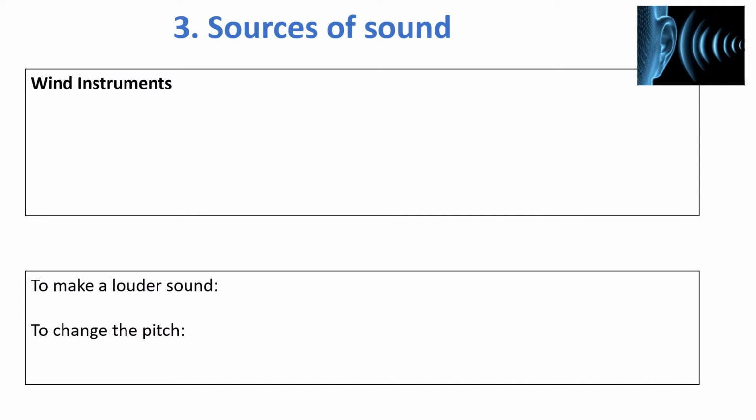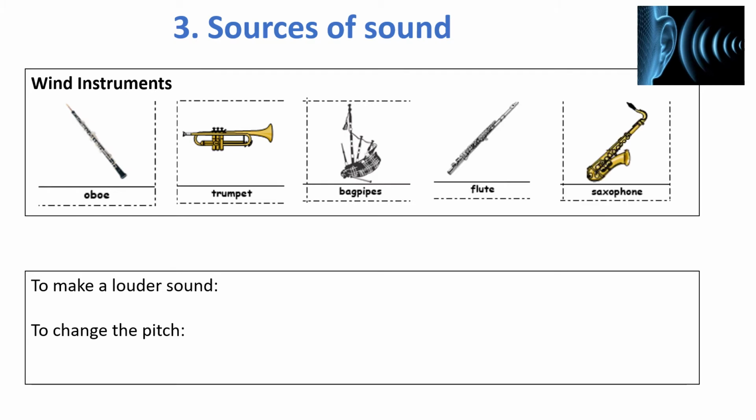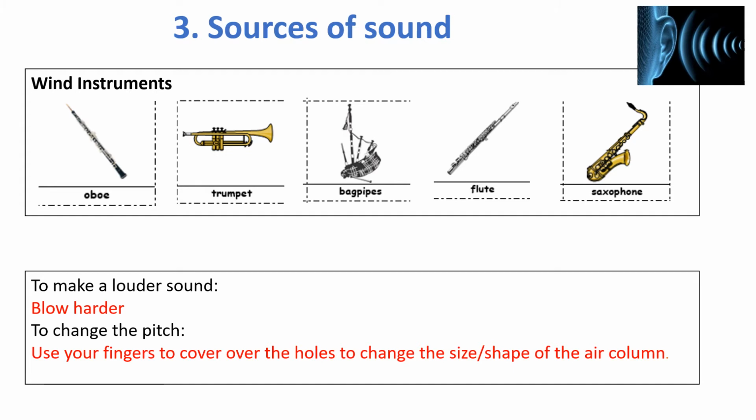Okay, for wind instruments, in no particular order, you should have oboe, trumpet, bagpipes, flute, and saxophone. To make a sound louder, you simply blow harder, but to change the pitch, you need to use your fingers to cover the holes, which will change the size and shape of the air column.